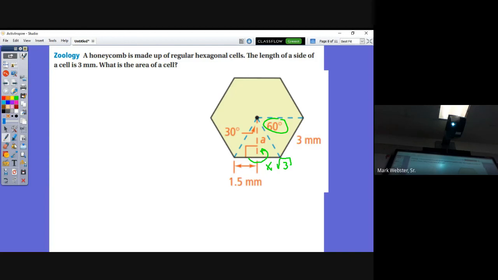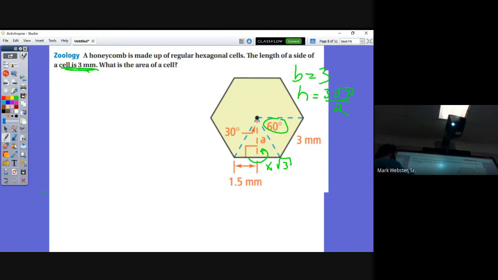So now, for this triangle, we've got the base is 3, because that's what they told us about the side of one cell, right? And then we know the height. Divide by 2, multiply by radical 3. I'm just going to leave it as 3 radical 3 over 2, because they don't tell you to round, so we ain't going to round, right? We're just going to leave it.